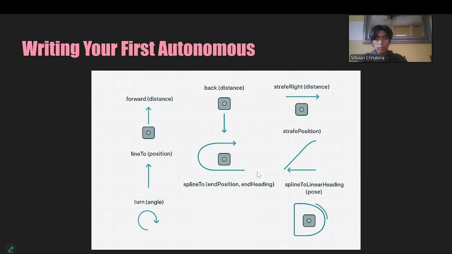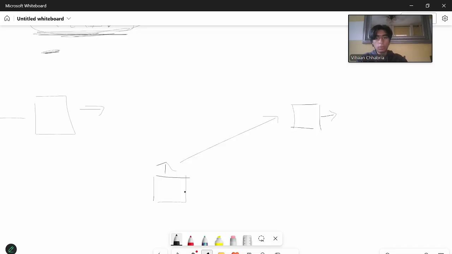And then turning is self-explanatory, except remember it's in radians. So if you wanted to turn, for example, 90 degrees, you would say math dot to radians 90 degrees. Or you could say pi over 4, which would be what it is in radians. And then you also have spline to linear heading. What this will do is it just keeps your heading the same while it drives.